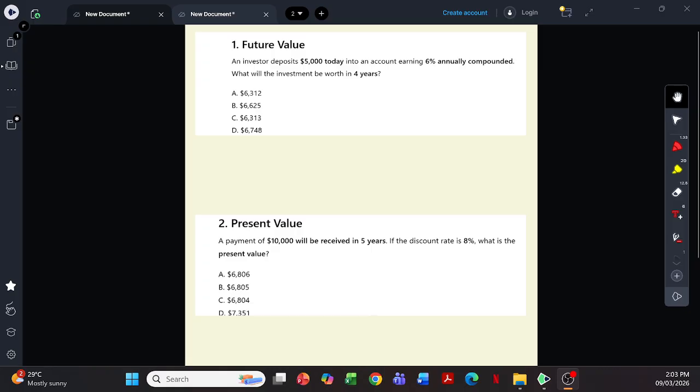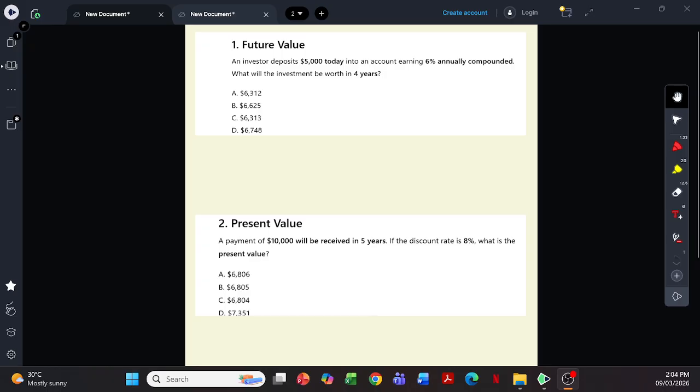Today we're going to talk about time value of money questions. We're going to solve these questions with the use of a BA II Plus Texas Instruments calculator. These calculations are very important for any finance course, specifically CFA Level 1.